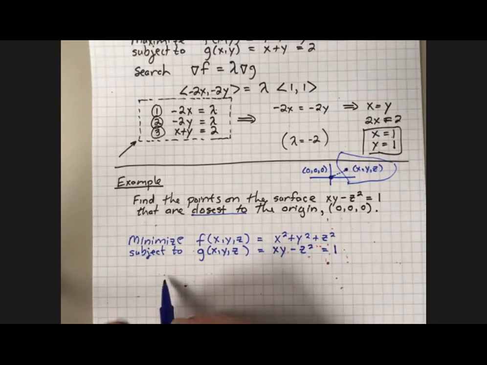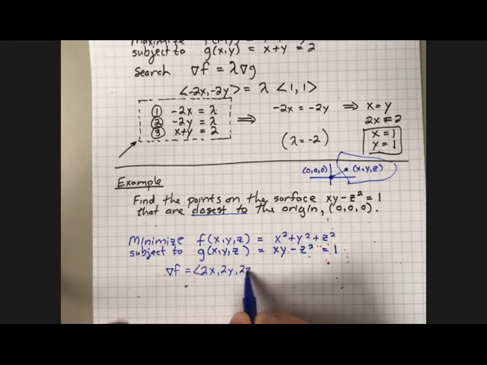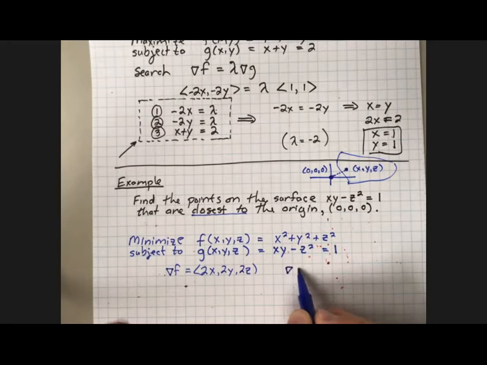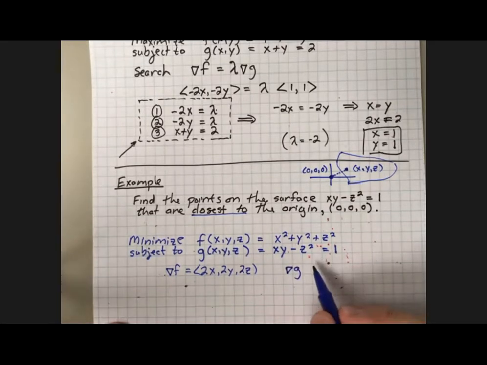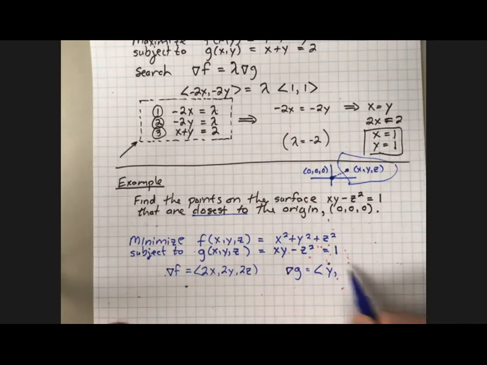Okay, let's set up the gradient of f, which is 2x, 2y, 2z. Gradient of g, which is, let's be careful how we differentiate. With respect to x, we get y. With respect to y, we get x. With respect to z, we get minus 2z.